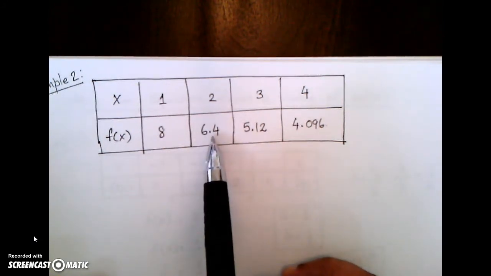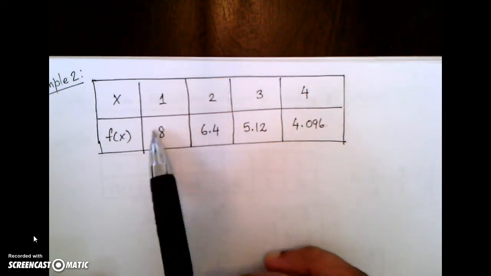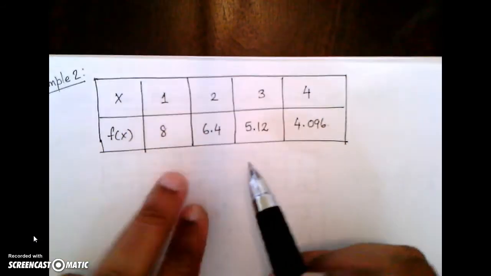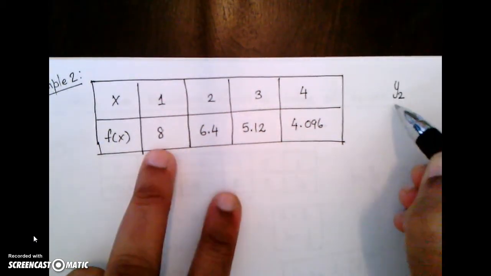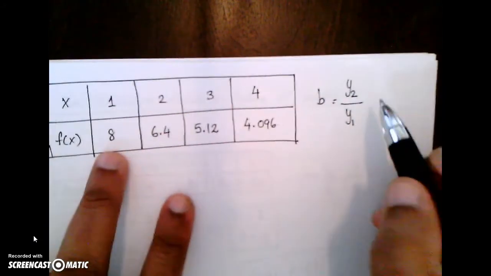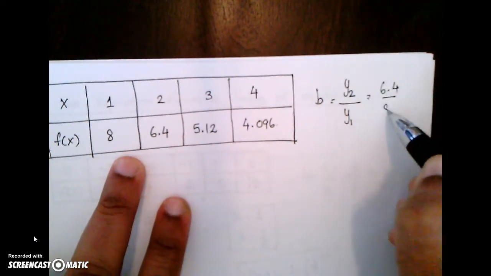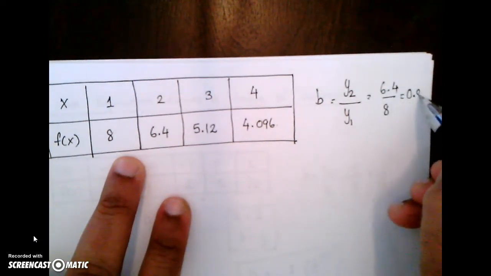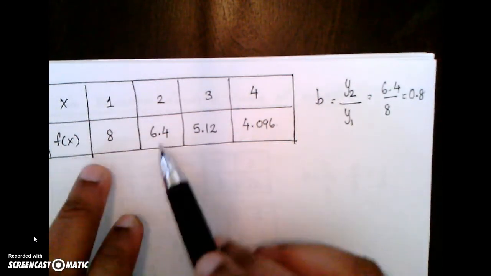So this is my final value. When I go from 1 to 2, this is the new value and that is the old value, right? So this is my second value, which is y2, and this is my first value, which is y1. So my common ratio is b equal to y2 over y1, which is 6.4 over 8, and that is going to give me 0.8. I know that's a common ratio between this and this.